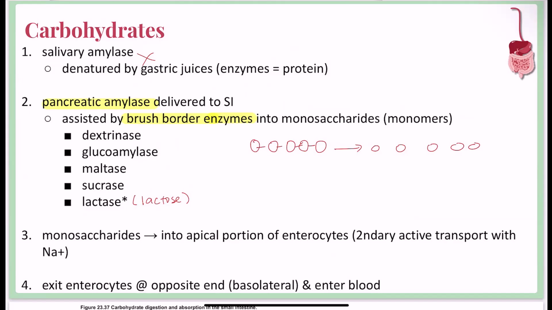And that becomes a problem, right? Because if we can't digest lactose, the sugar, then the contents of our small intestine increase in their solutes, and then more solutes mean that we draw water. So that's osmosis. And that can lead to things like diarrhea, because there's more water, right?